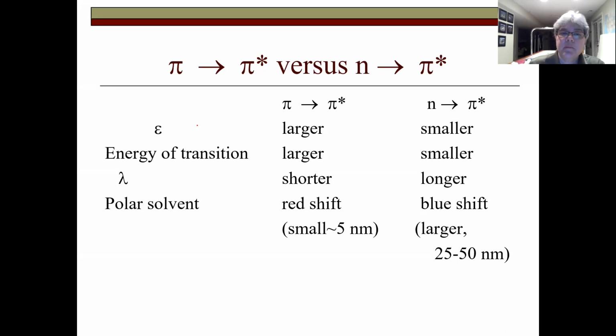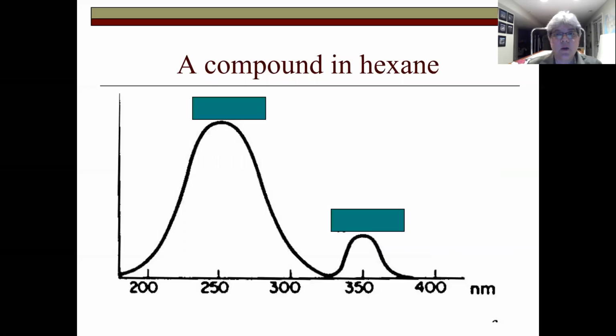So we compared the molar absorptivity and the energy and the wavelength, and I said usually these are true. There are some molecules where this is different. But these shifts are always true. Always pi to pi star red shifts in a more polar solvent, N to pi star blue shifts in a more polar solvent.